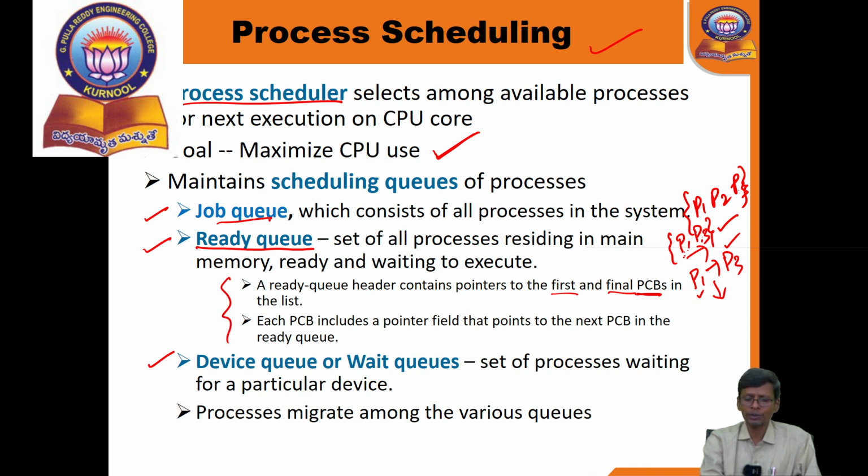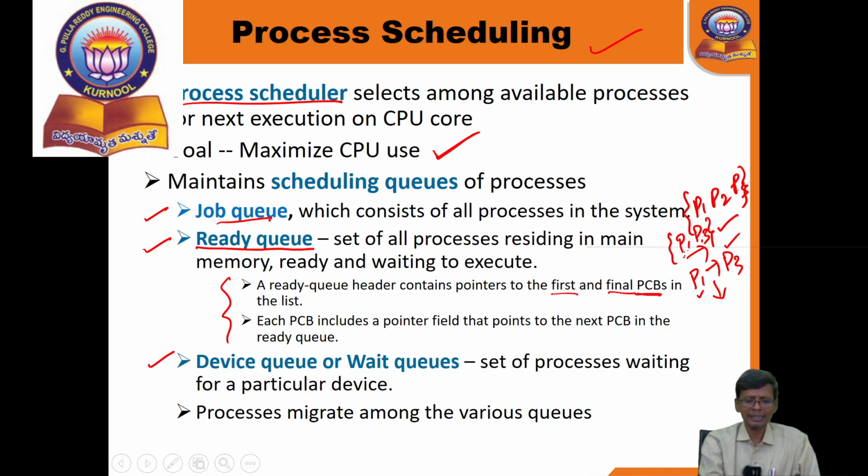Every ready queue header contains a pointer to the first PCB and the last PCB, and each PCB contains a pointer to the next PCB, to identify what is the next process in the ready queue. This is the ready queue, the second one.